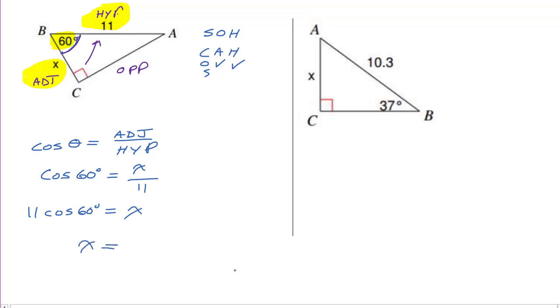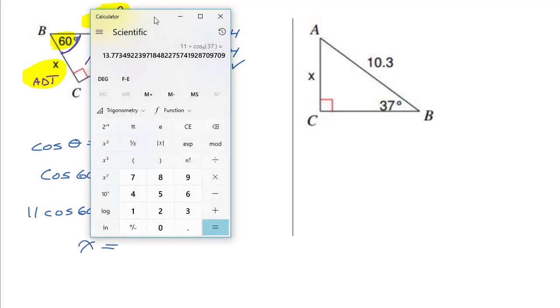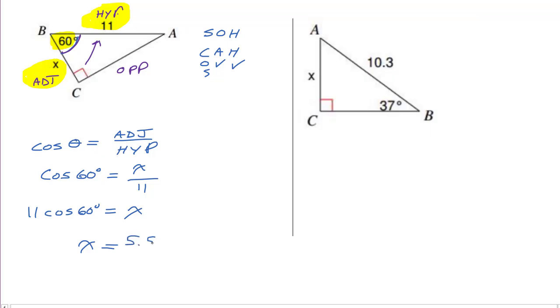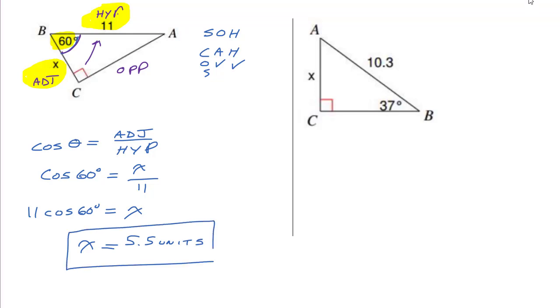All right, so I'm just going to flip it around, go to my calculator, and let's do it. Clear everything out from before. I'm going to do the 60 degrees cos first. So 60 and cos of 60 is 0.5. Times that by 11 and 5.5. And that's the length, 5.5 units in length. Could be centimeters, meters, whatever it is.